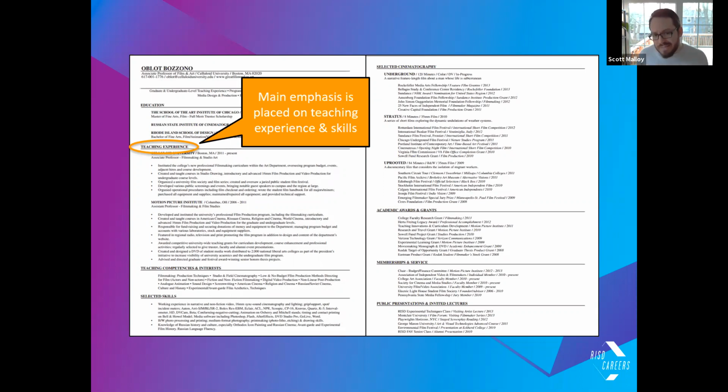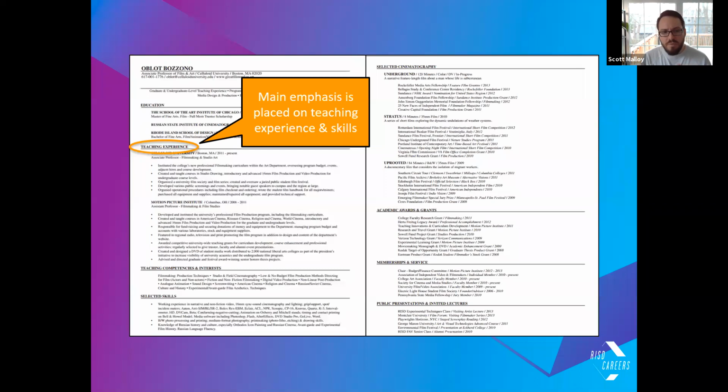You still want to be concise. You still don't want to pack a resume or a CV just for the sake of packing it. But it is okay to go beyond the one-page limit with a CV. And as your career develops, that in fact is something you may do. But in this version, you'll notice after education, they jump right into highlighting these teaching experiences where they have been an assistant and associate professor in the past.